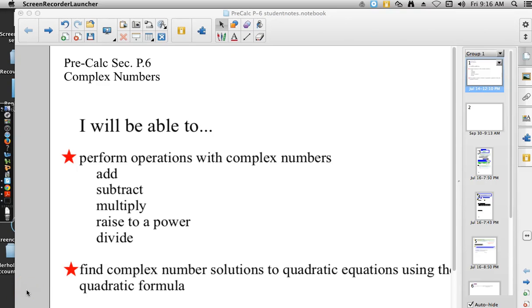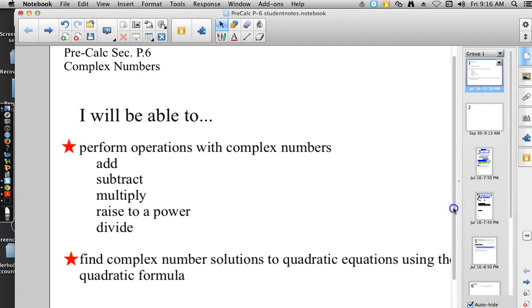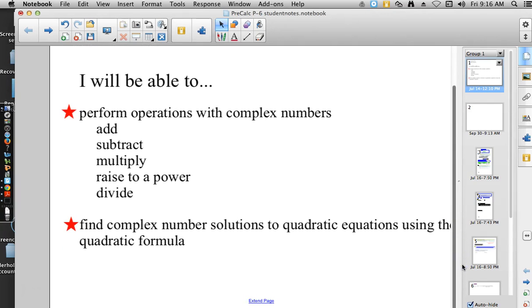So, complex numbers. We'll be able to perform operations with complex numbers. That means pure imaginary, and some that have both a real and an imaginary part to it. We want to add them, subtract them, multiply them, raise them to a power, and divide them. And then down here at the bottom, we have 5 complex number solutions.